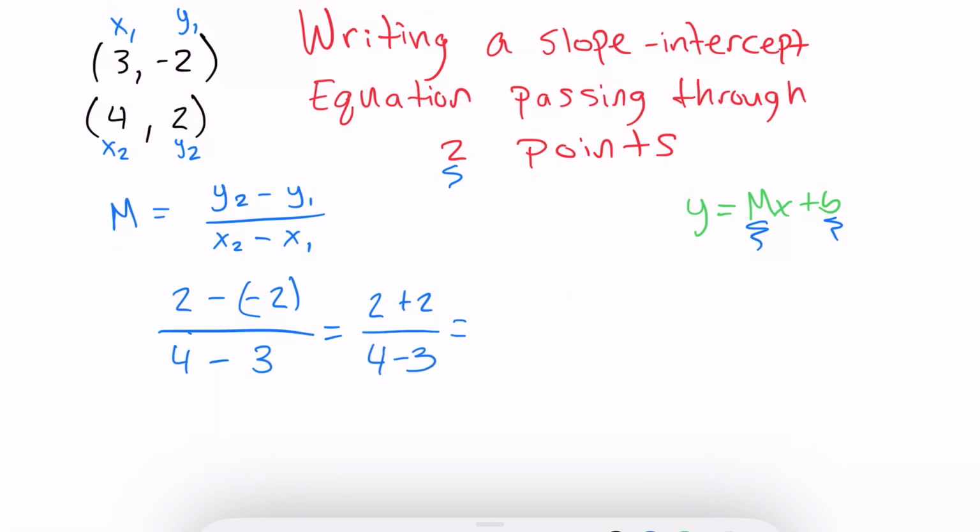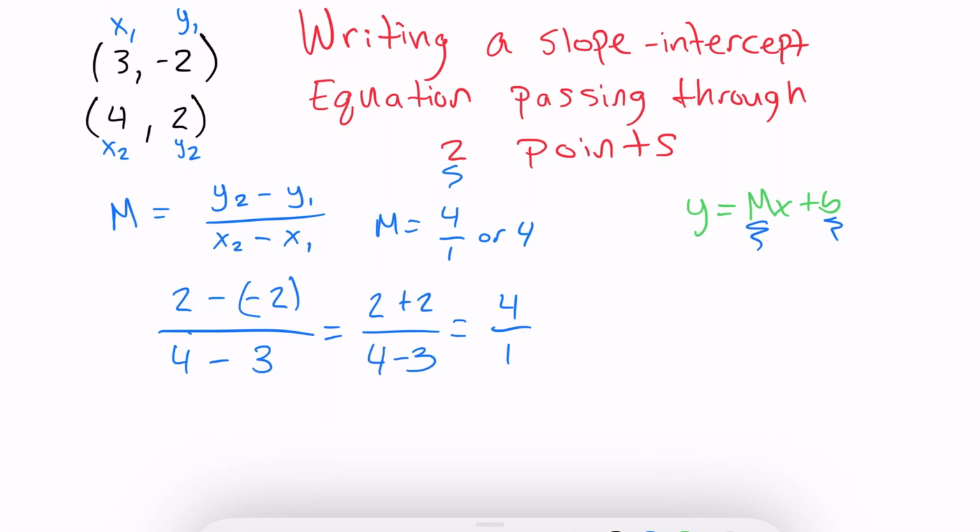And I can start simplifying. 2 plus 2 is 4. 4 minus 3 is 1. So I have my given slope now. I know that m is equal to 4 over 1, or we could just write it as 4. I'm not done though. I need my b value.